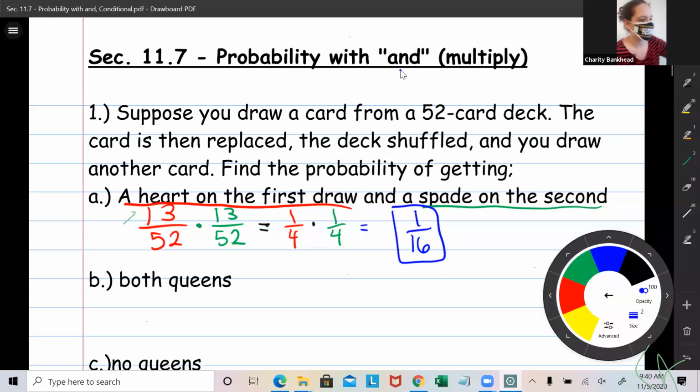All right, so like I say, you can put it in as 13/52 times 13/52, you could do that even on your calculator. Just use that ABC button as your fraction bar, the ABC button.